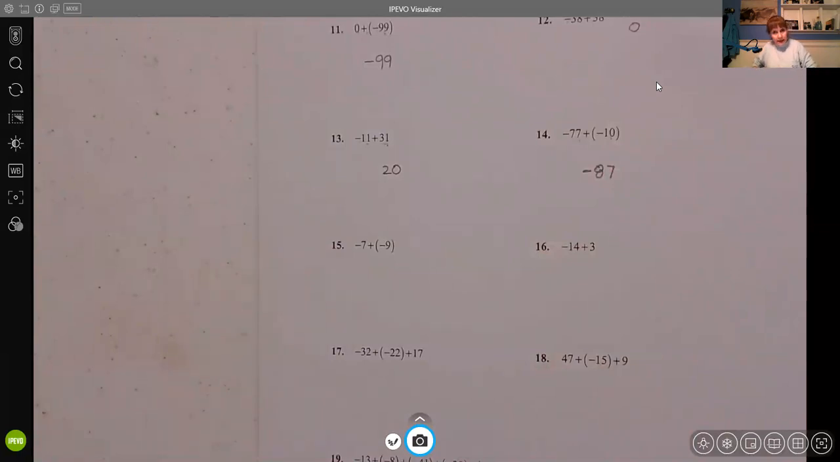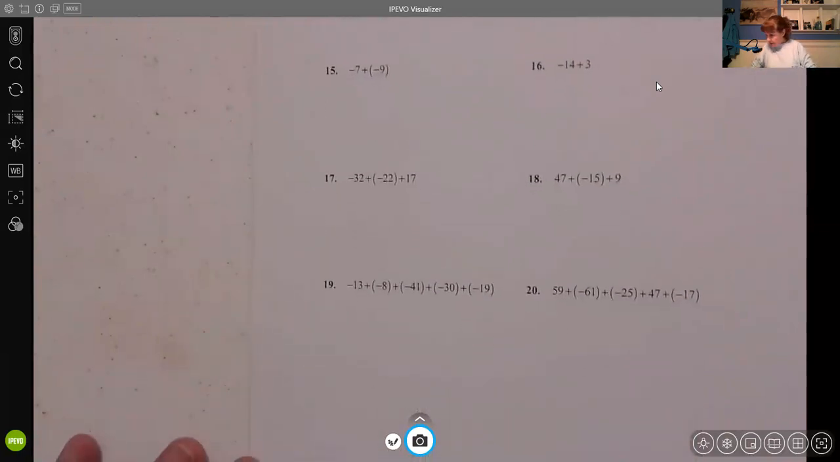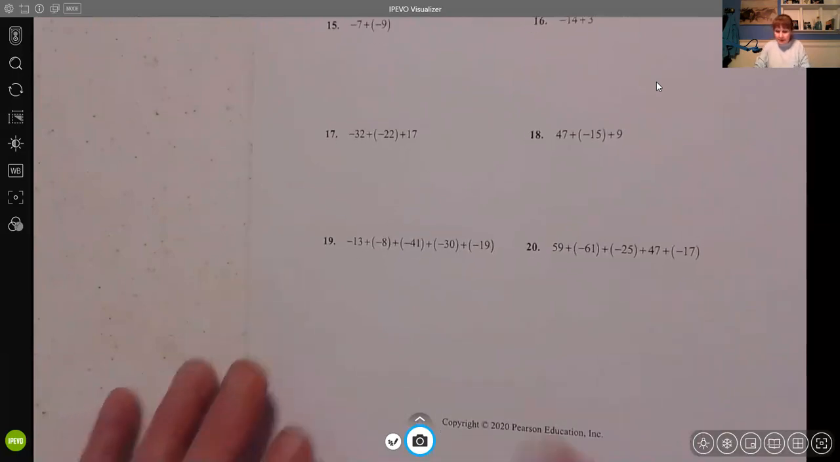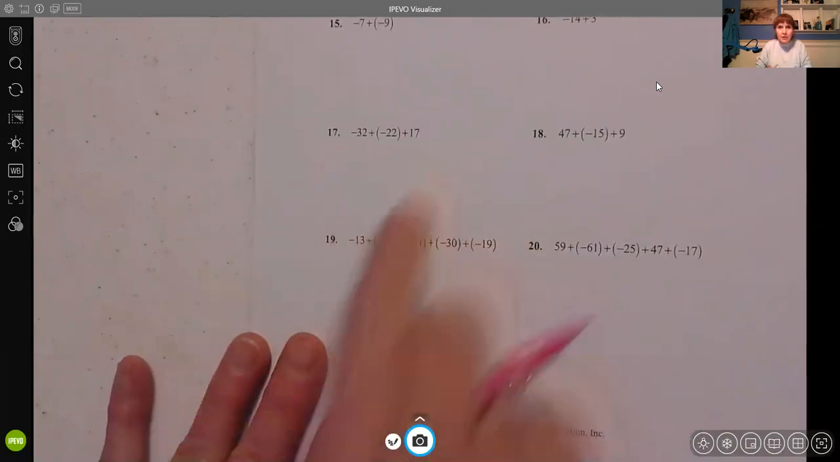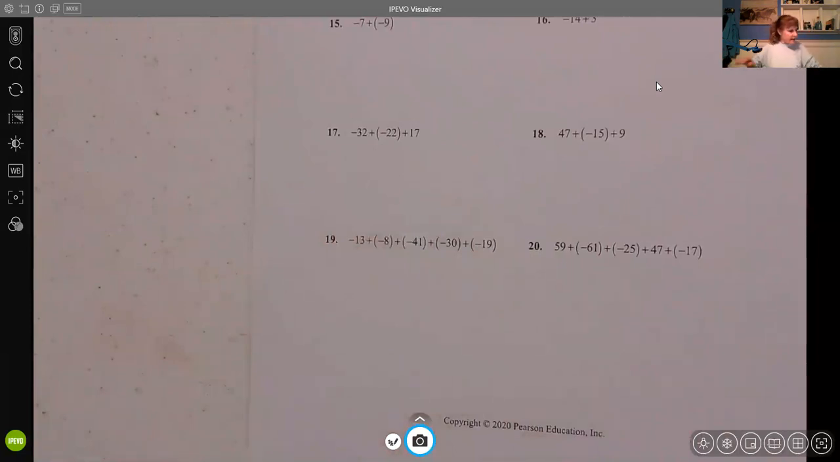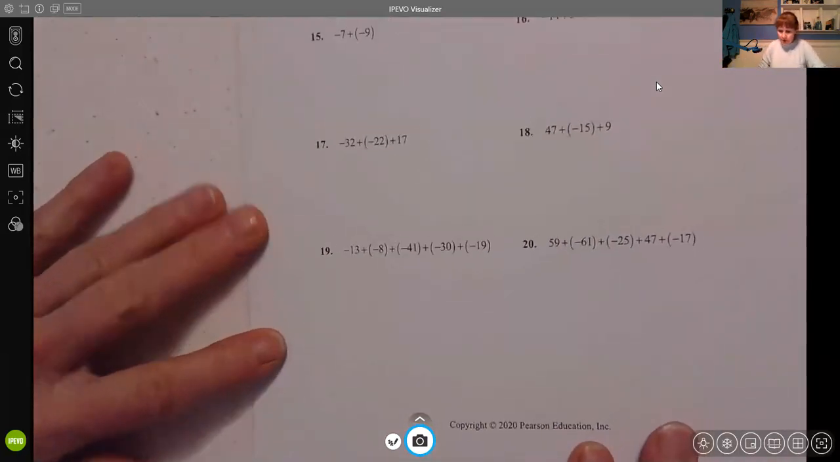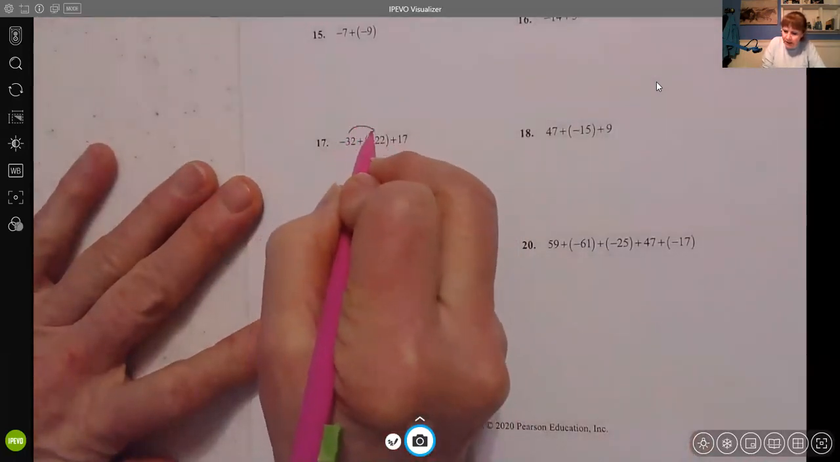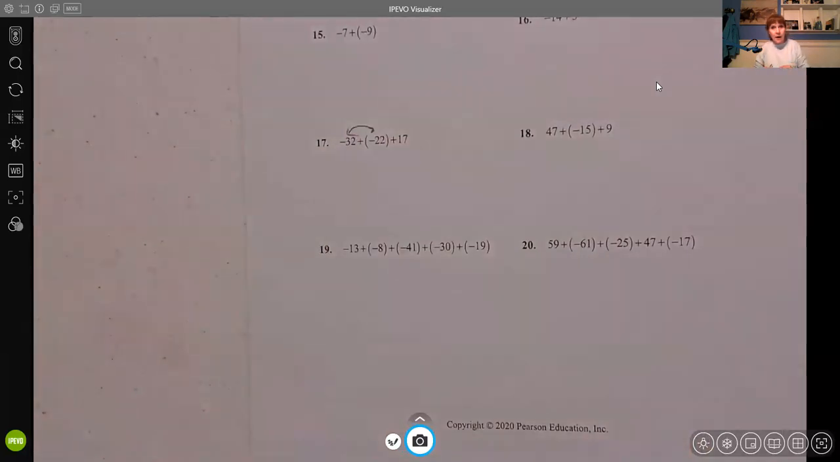Well, let's skip down and let's look at these right here. What happens if I'm adding, and I've got a bunch of things here? Well, the best thing to do is, hopefully my dogs aren't going to start barking too much, but oh well. I was looking for another sheet of paper, but here, what I suggest you do is combine all the negatives and combine all the positives.